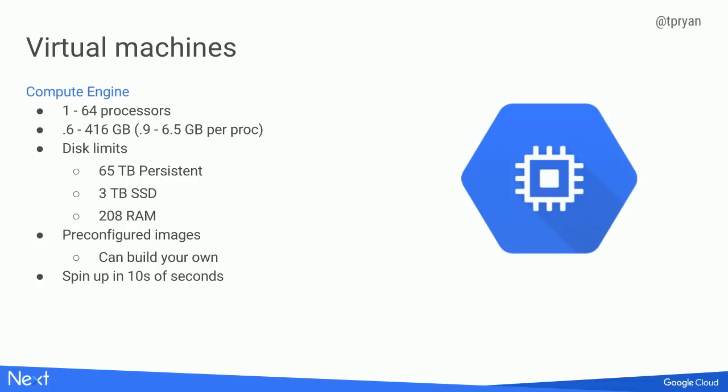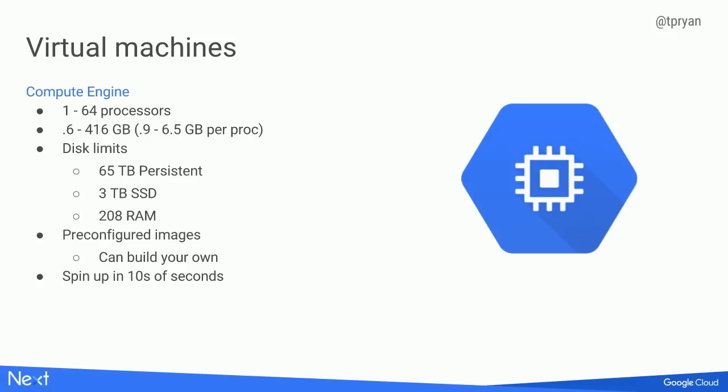You have to use a minimum of 0.9 to a maximum of 6.5 gigs per processor. Those of you that are looking at the slides carefully and doing math, that doesn't add up. We have one or two configurations that have less than 0.9 gigs of RAM. You add disks to it. You can add simple persistent storage. You can add SSDs. You can add RAM disks.